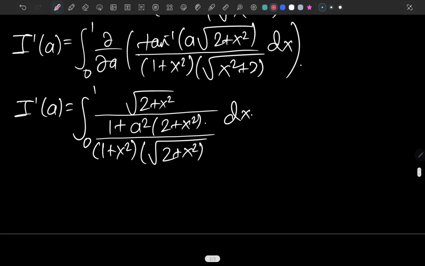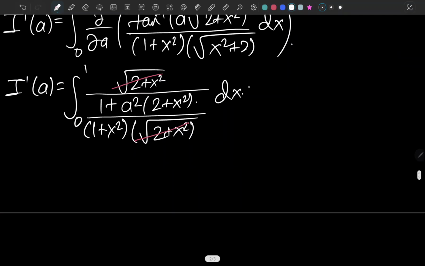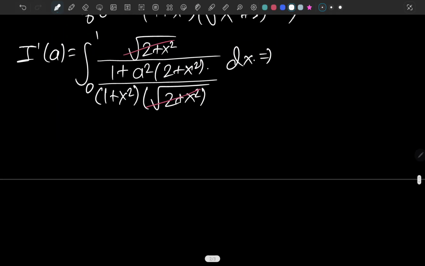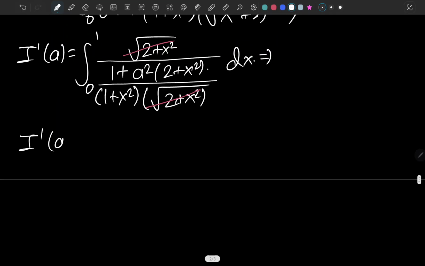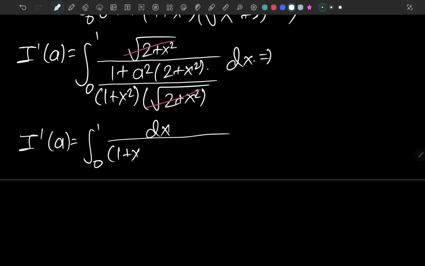Okay, and now you can see that this thing and this thing are getting cancelled out with each other successfully, and I prime of a comes out to be integral from 0 to 1 of dx over 1 plus x squared times 1 plus a squared times 2 plus x squared, dx. Okay, I hope till now everything is going correctly.